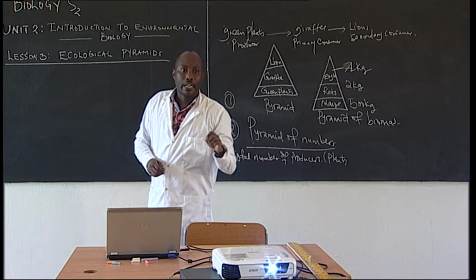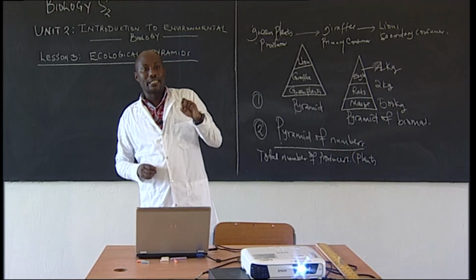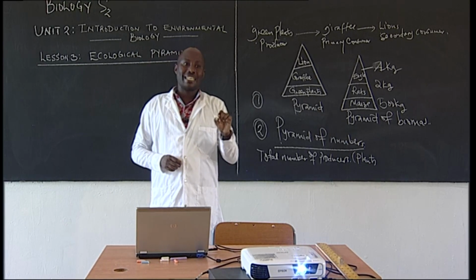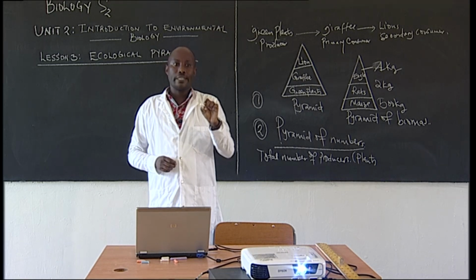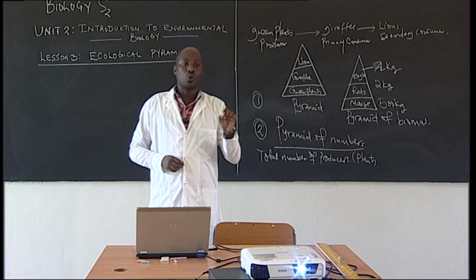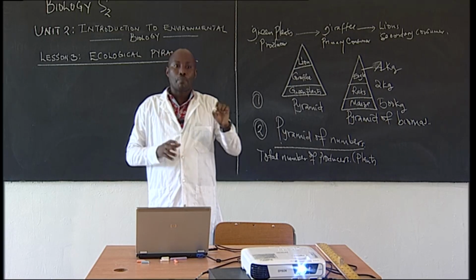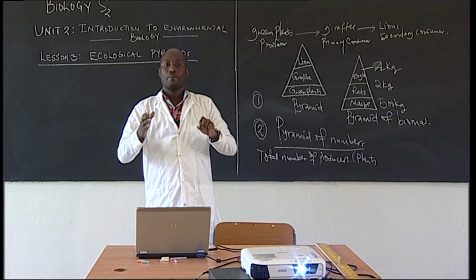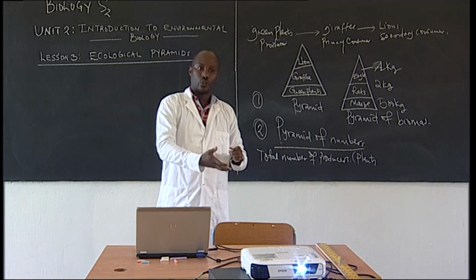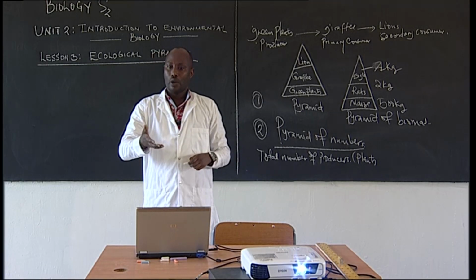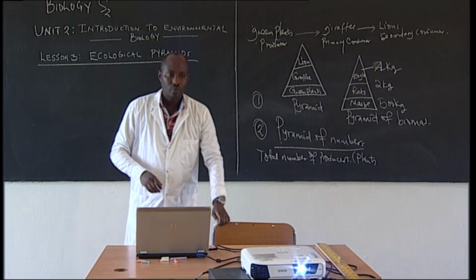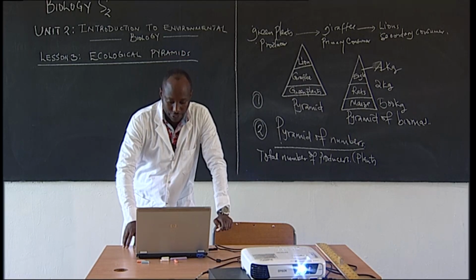So the pyramid is therefore a diagrammatic representation of numbers of organisms in each trophic level in a food chain. Okay? In this way, it is possible to know the number of organisms that are capable of transferring the energy from one trophic level to the next. Are you with me?